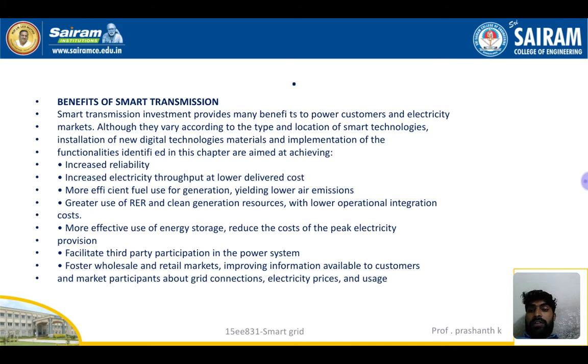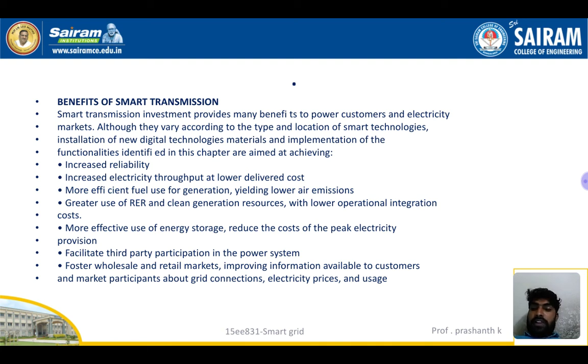Benefits of smart transmission. Smart transmission investment provides many benefits to power customers and electricity markets, although they vary according to the type and location of smart technologies. Installation of new digital technology is needed because the smart grid itself involves updating the power system components, right?